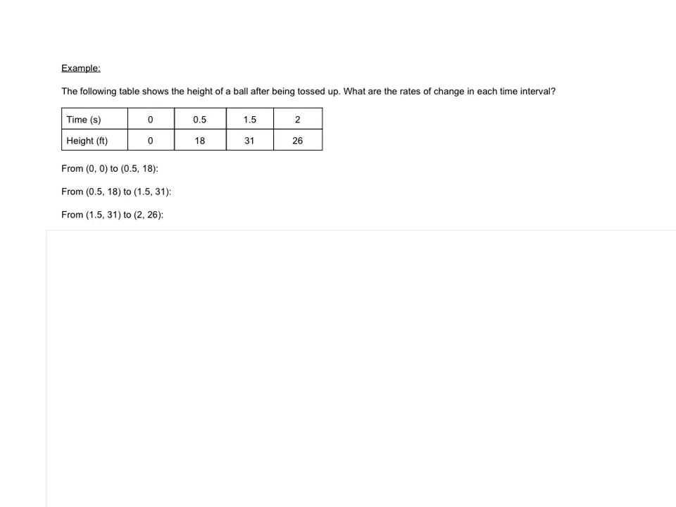Remember, x is the independent variable, and we know that time is also an independent variable. So time is the x-axis, and height is the y-axis. Okay, so let's find a change in y over a change in x from this point to that point. So we will take the second y, which is 18, minus the original one, which is 0, over the change in x, 0.5 minus 0, okay? And after some calculation, you get that is equal to 36.